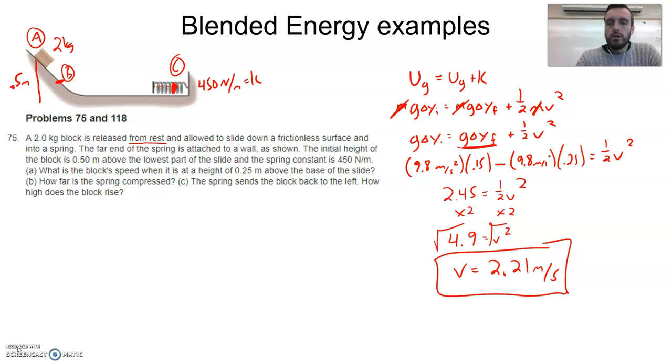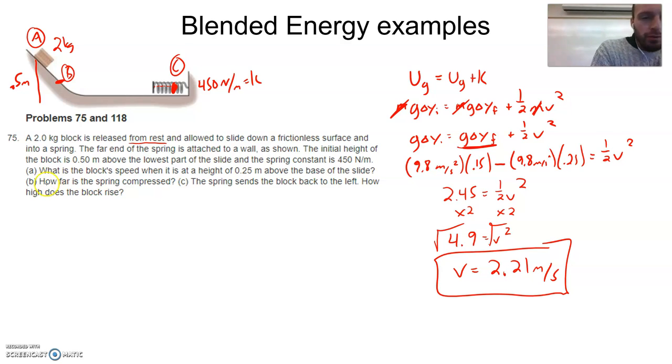We started with the total energy at point A, which is UG, and then at point B, it was UG plus K, potential and kinetic. We went ahead and expanded those equations, got all the way down to the bottom, had to take the square root, and we find the speed at point B. All right, let's continue for the next part of the question.